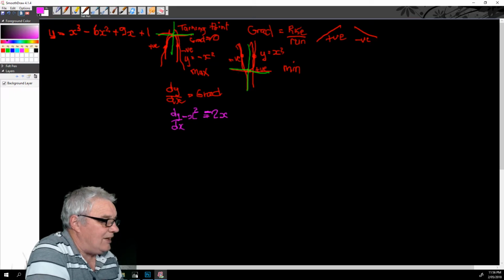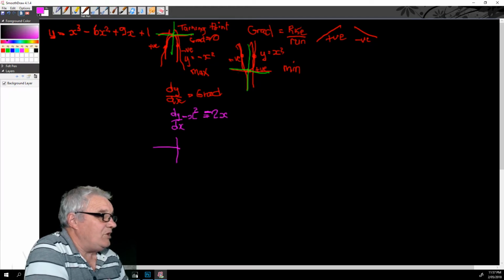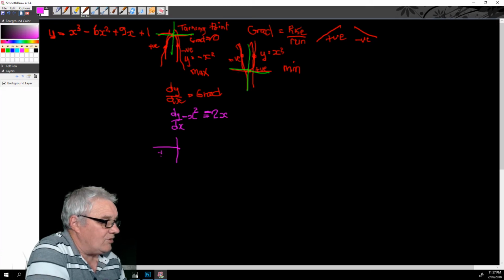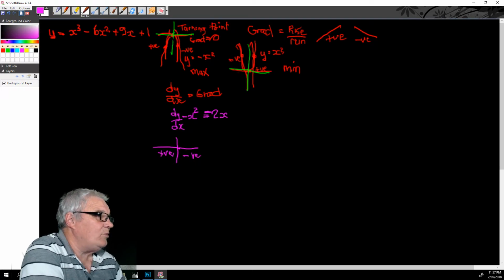So the gradients coming up to 0, on this side here, will be positive gradients, as you can see. And then the gradients on this side, where x is positive, will be negative. So you can see how that determines the gradient.